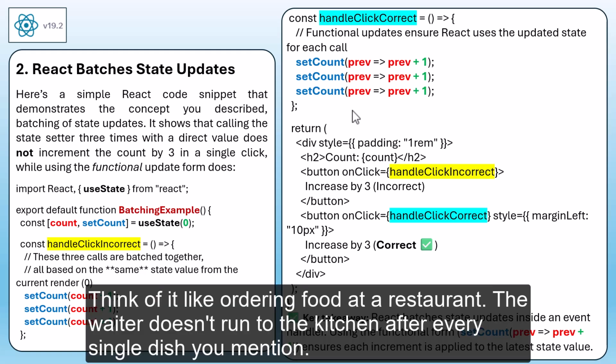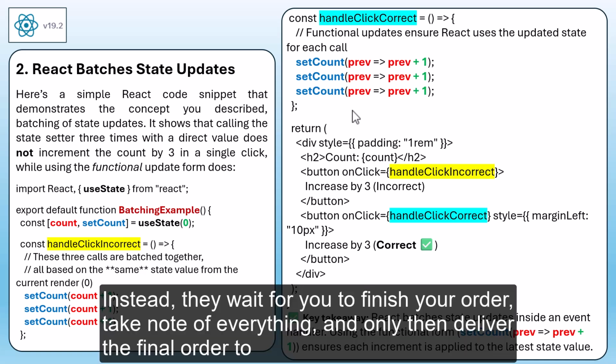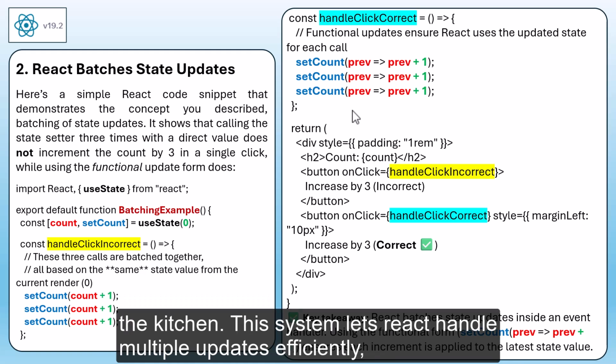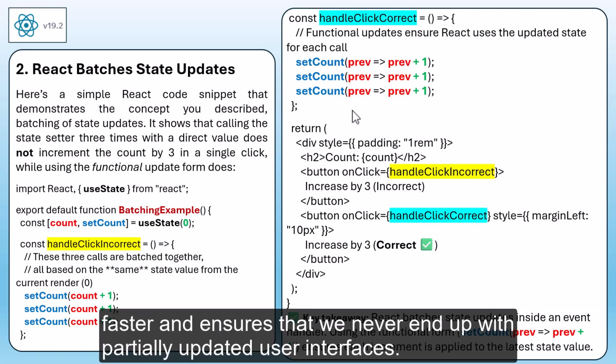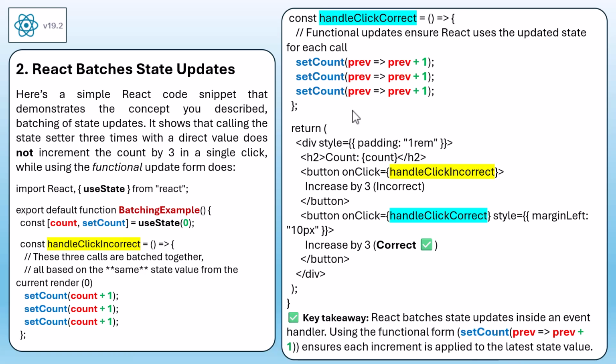Think of it like ordering food at a restaurant. The waiter doesn't run to the kitchen after every single dish you mention. Instead, they wait for you to finish your order, take note of everything, and only then deliver the final order to the kitchen. This system lets React handle multiple updates efficiently, even across multiple components, without causing unnecessary re-renders. It makes the app faster and ensures that we never end up with partially updated user interfaces.